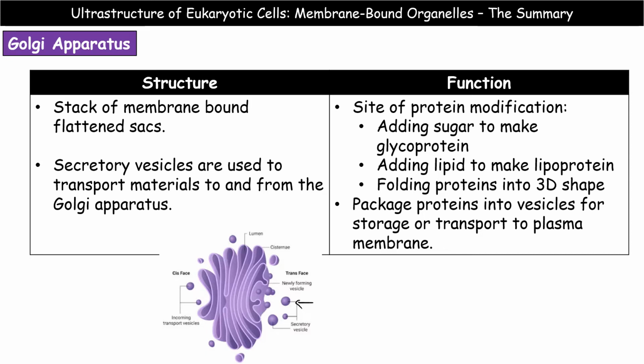Once it's modified the protein, on the trans face, the one on the right there, this is going to package the proteins up into these vesicles, and then they will either be stored or transported to the plasma membrane. When they get to the plasma membrane, they will either fuse with it and then become part of the membrane itself, or be released to travel elsewhere. So what we have there then is our Golgi apparatus.